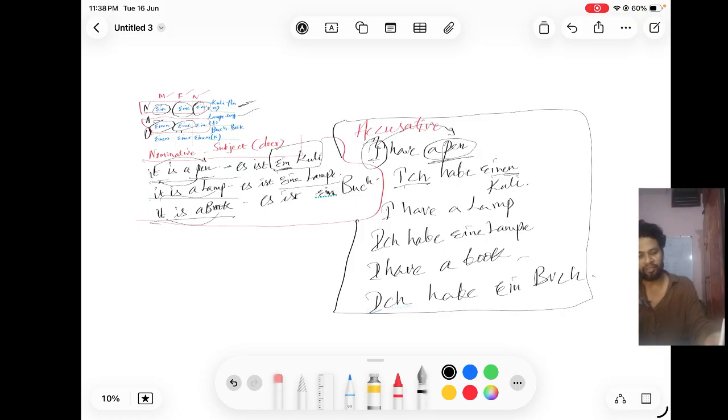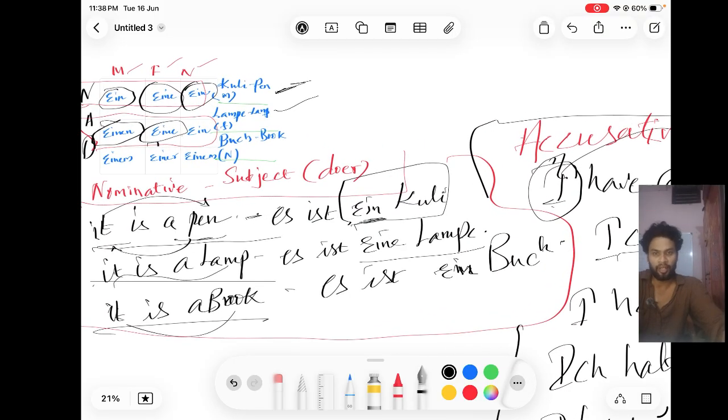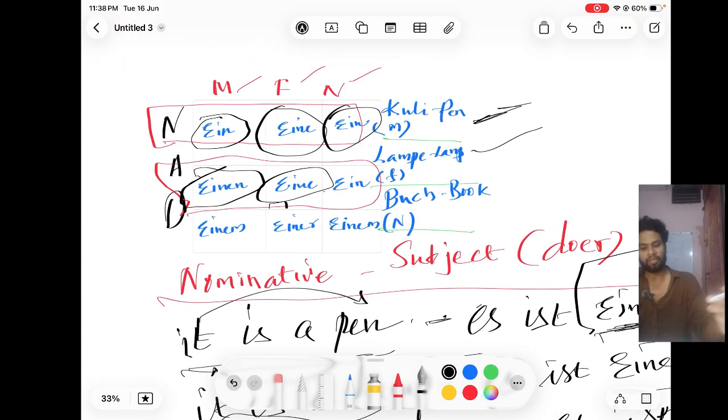So basically what you have to know, the subject can be without an object, but when you are writing with two different nouns, definitely one should be the subject and another should be the direct object, which is nominative and accusative. Okay, so I have a pen.